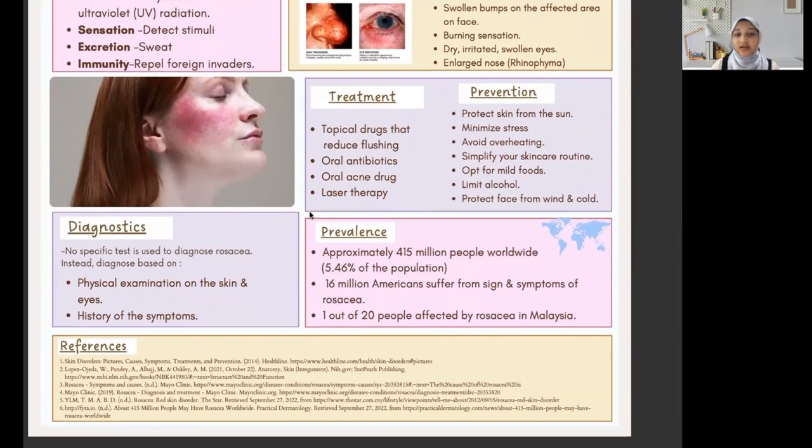Next is diagnostics of rosacea. There are no specific tests used to diagnose rosacea, but instead it can be diagnosed based on physical examination of the skin and eyes and history of the symptoms.